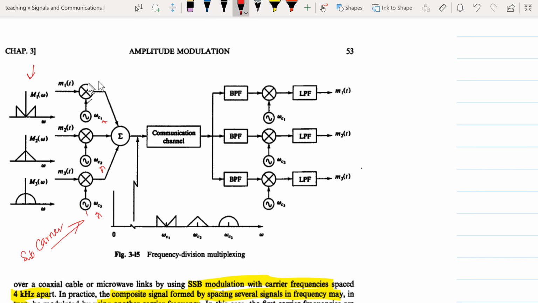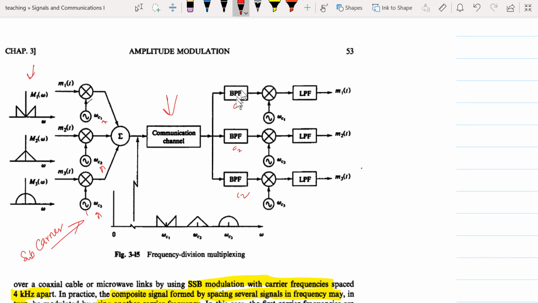Once you have combined these three signals that have been used to modulate this subcarrier, then they are carried by our signal. And on the receiving end, we can apply bandpass filters that are centered at each subcarrier. So this one would be at C1, at C2, and at C3.